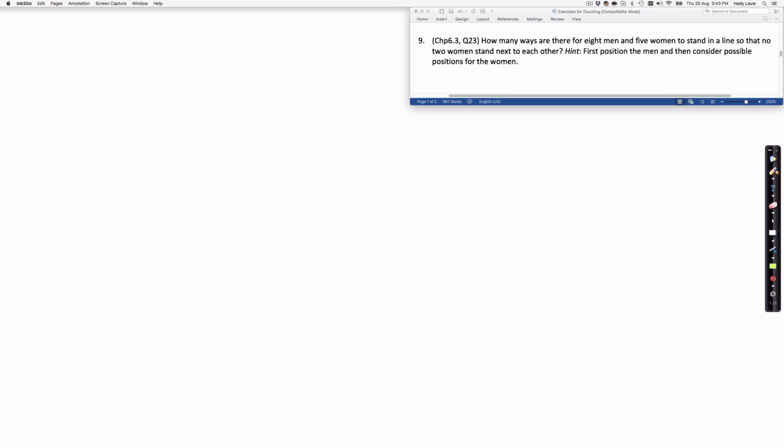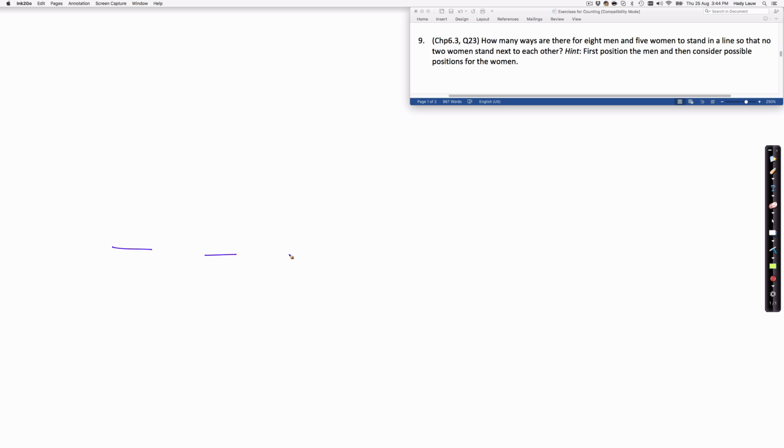So question 9 is about lining men and women up, but in this case there are more men than women. And since we need to slot the women somehow to stand in line such that they cannot stand next to each other, you're given a hint here. The hint is that we need to position the men first, and then we can consider the possible positions for the women. And in this case, since there are more men, it's probably easier to deal with the men first.